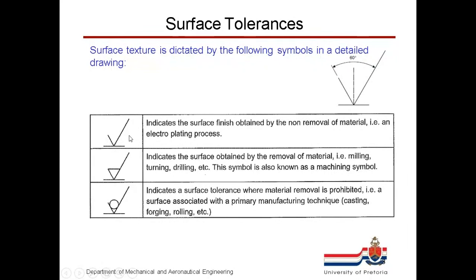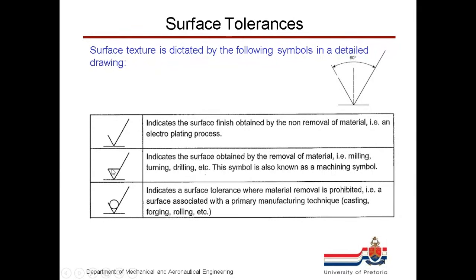So, surface tolerance, also known as surface texture, is indicated by a symbol that almost looks like a check mark. The open check mark indicates the surface finish obtained by the non-removal of material, meaning this one specifies how rough a surface may be, but you're not allowed to cut or grind or polish it to that roughness. You have to use a different process like an electroplating process.